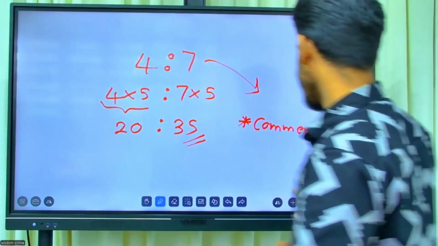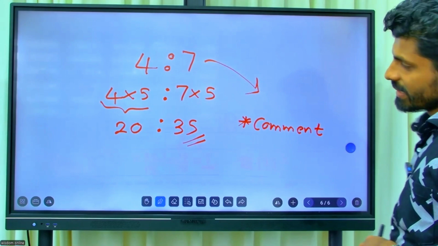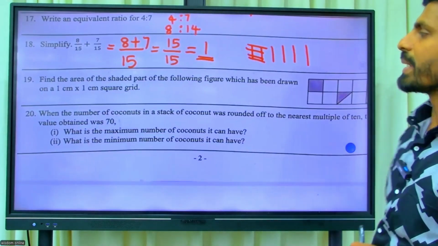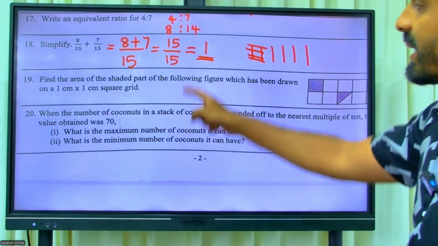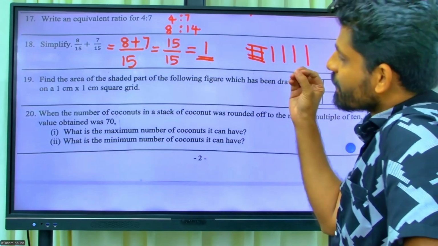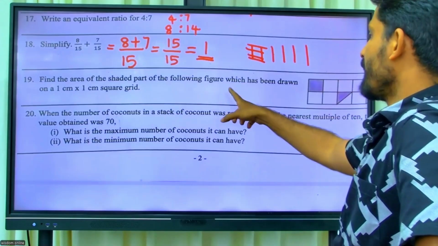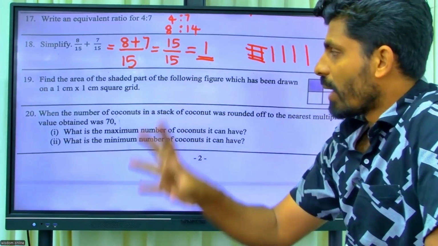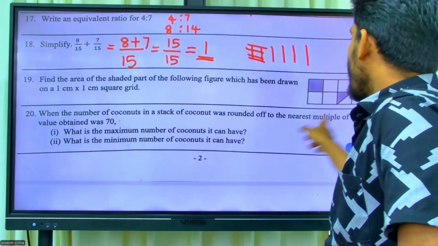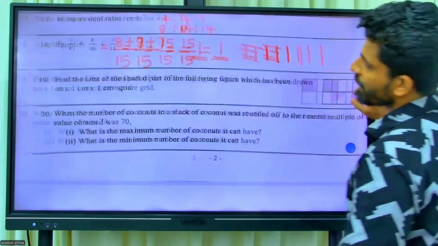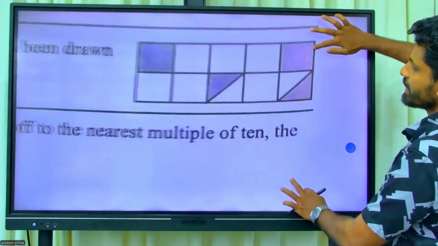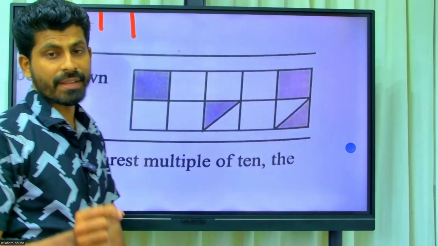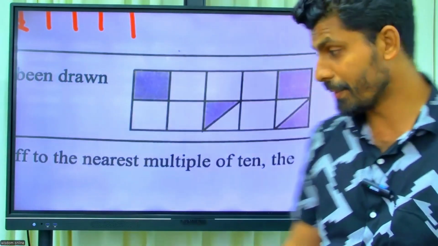Let's quickly move to the next one. Just only 2 questions more. Question number 19 and 20. Find the area of the shaded part of the following figure which has been drawn on a 1 centimeter square grid. So you need to find the area of the shaded part.